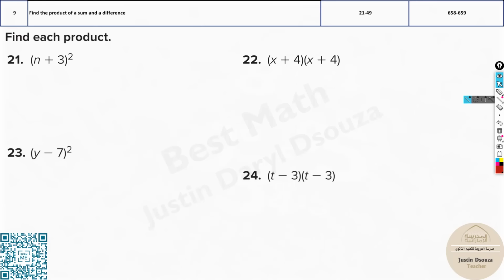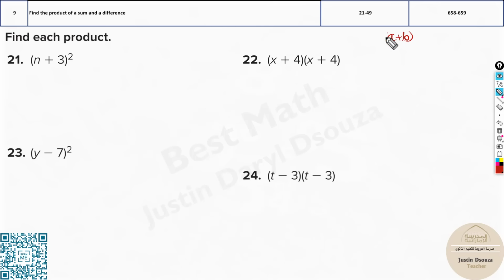Here basically we use different types of formulas. We use the square of the sum of two terms, the square of the difference of two terms, and then we have the difference of squares. Let me write each formula over here.